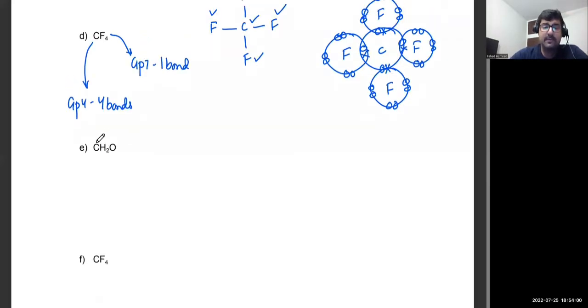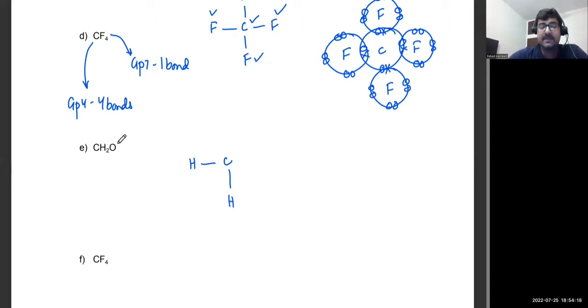CH2O: carbon makes 4 bonds. Hydrogen makes only 1 bond. Carbon is group 4. So hydrogen makes only 1 bond, and there are 2 hydrogens. The other hydrogen will also make just 1 bond. And there's 1 oxygen. Oxygen is group 6.